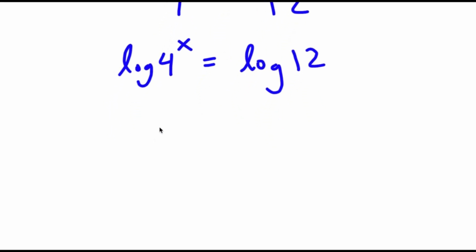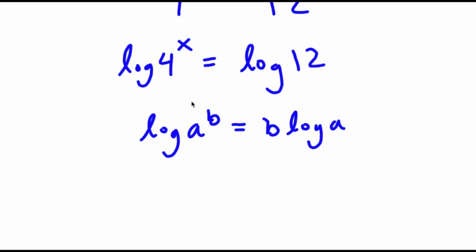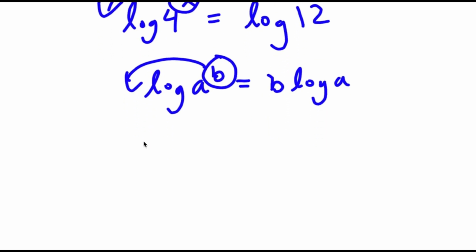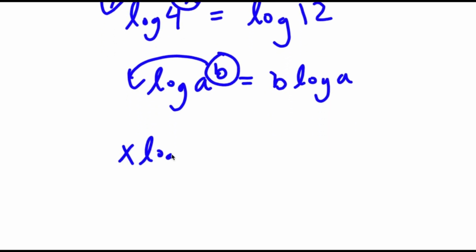Now if I have something in the form log a to the power of b, this is equal to b times log a, because all I have to do is simply move my exponent to the front. So for log 4 to the power of x, I can move x to the front. So this is going to equal x times log 4 is equal to log 12.